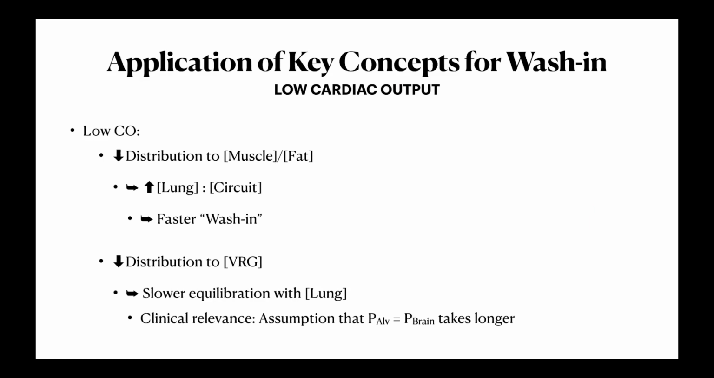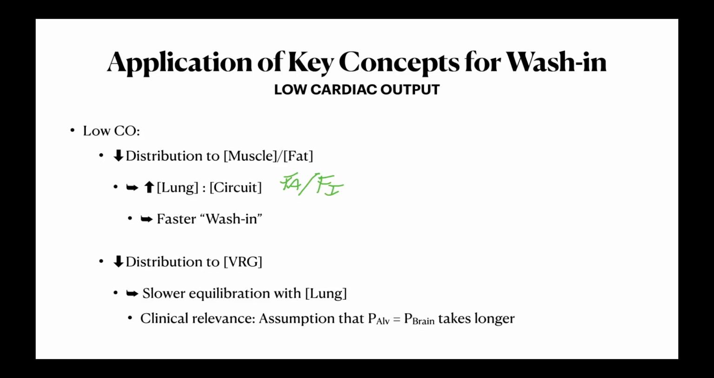So someone with a low cardiac output is going to have a reduced distribution to muscle, primarily muscle and also fat as well. What that means is that they are going to be increasing the concentration in the lung compared to the circuit, and that's often seen as your FA versus FI. And that is what leads to a faster washing.